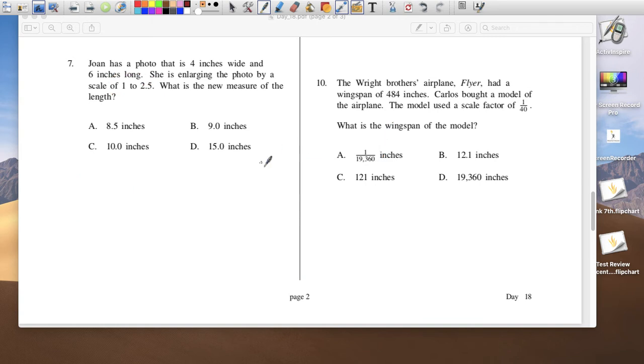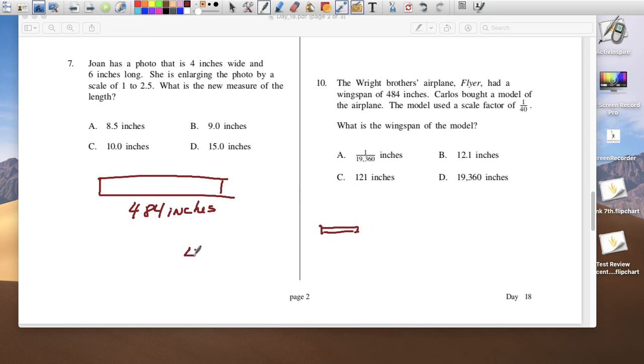10. The Wright brothers airplane flyer had a wingspan of 484 inches. Carlos bought a model of the airplane. The model should use a scale factor of 1 to 40. So the real airplane, the wings, this one is 484 inches. A lot of inches, right? And Carlos bought a smaller one, right? This is obviously not to scale, and they use a 1 to 40, so it got reduced.